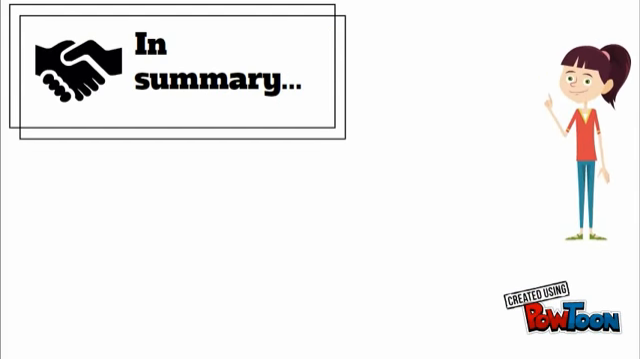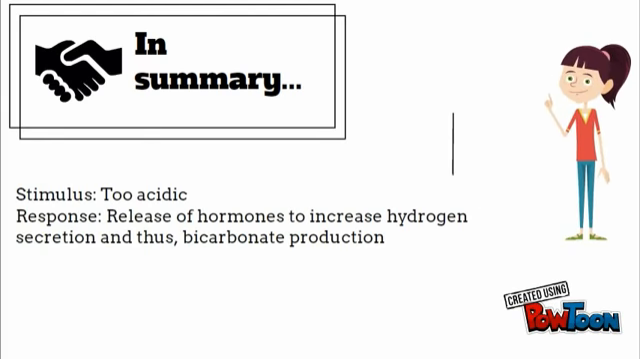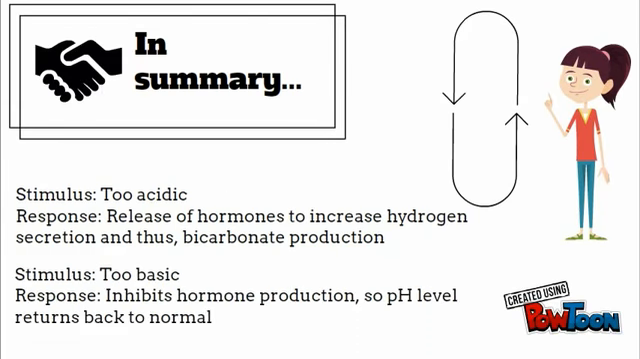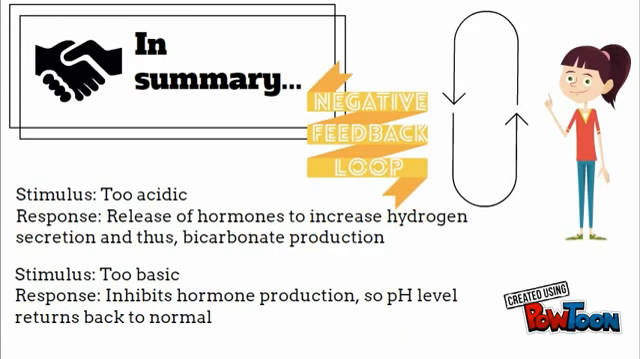In summary, when the blood's pH level becomes too acidic, it stimulates the release of hormones to increase hydrogen secretion and thus bicarbonate production. When the blood's pH level becomes too basic, the production of these hormones is inhibited so that the pH level can return back to normal. This negative feedback loop maintains the acid-base balance of the body.